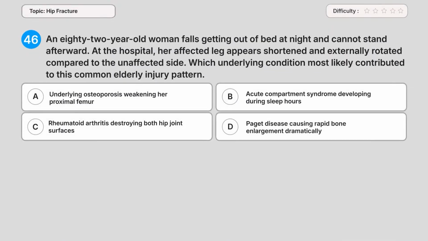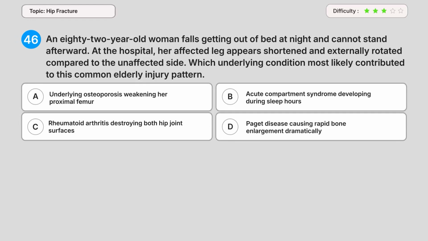Question 46. An 82-year-old woman falls getting out of bed at night and cannot stand afterward. At the hospital, her affected leg appears shortened and externally rotated compared to the unaffected side. Which underlying condition most likely contributed to this common elderly injury pattern?